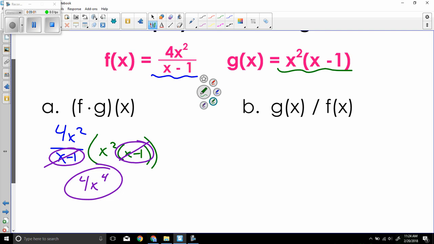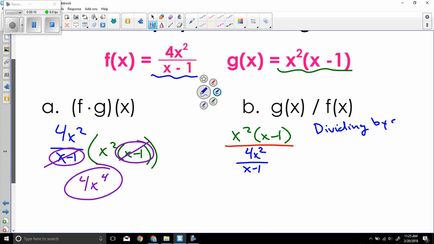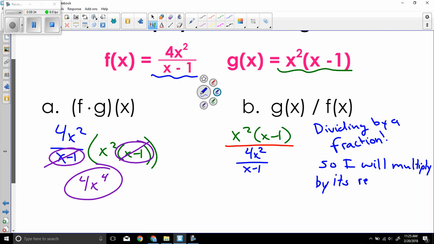Over on this other one now, I got x squared times x minus 1, and then it's divided by f of x, which is 4x squared divided by x minus 1. I really don't like this whole dividing by a fraction. So I will multiply by its reciprocal.